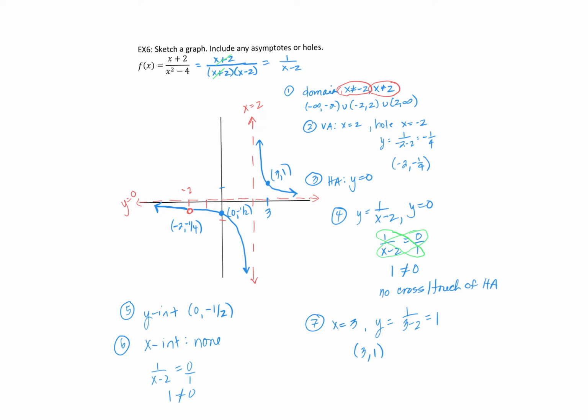Factor, if possible. Find your domain by setting the denominator equal to 0. Find your vertical asymptote. If your function reduced, then you will also have some holes. And then you set the reduced one to find the vertical asymptote, horizontal asymptote, or oblique, and all the remaining points.